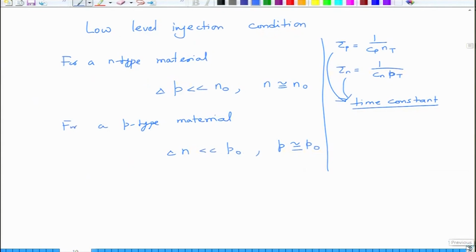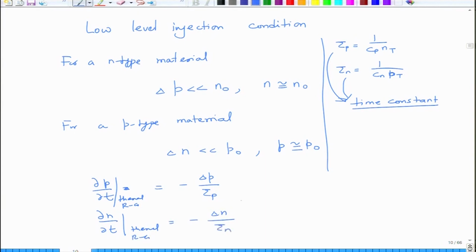So that is why the unit of this Cp Nt or Cn Pt is defined as 1 over tau n and 1 over tau p. Essentially, you can say for a P type material, del p by del t thermal Rg is equal to minus of delta p divided by tau p, and del n by del t is equal to minus of delta n by tau n. These tau n and tau p are the time constants.